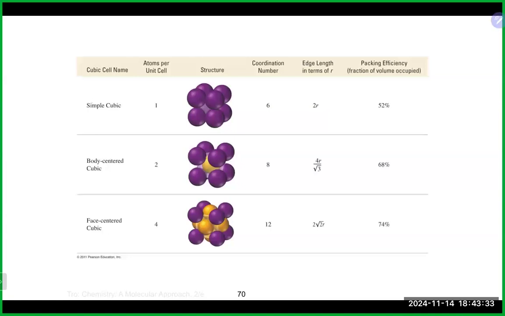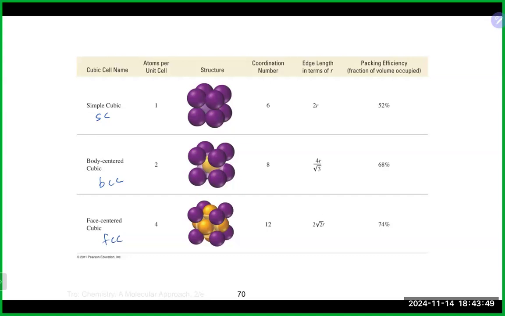These are the three types of cubic unit cells that we're going to talk about. One is simple cubic, sometimes abbreviated as just SC. This is body-centered cubic, which is sometimes abbreviated as BCC. And this last one is face-centered, which is FCC, sometimes abbreviated.